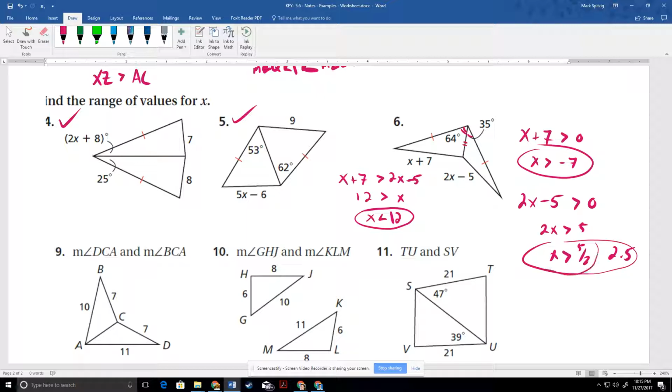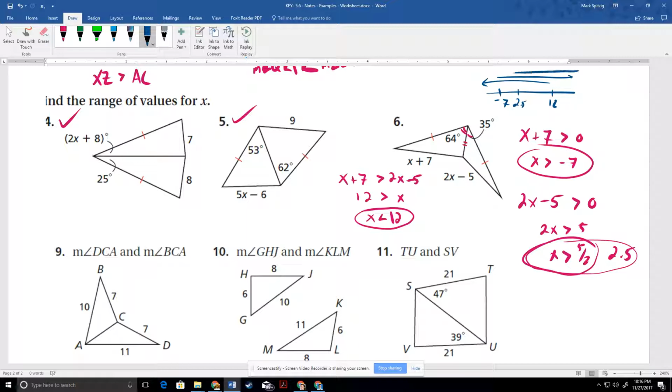So these are the 3 that we're looking at. The way I would describe it and the way to do it is to think of it as a number line. We just put 12 on here, so 12 is here. We're thinking less than 12. We have negative 7 here, so it's got to be bigger than negative 7. It's got to be greater than 2.5, so 2.5 is going to be somewhere in here.